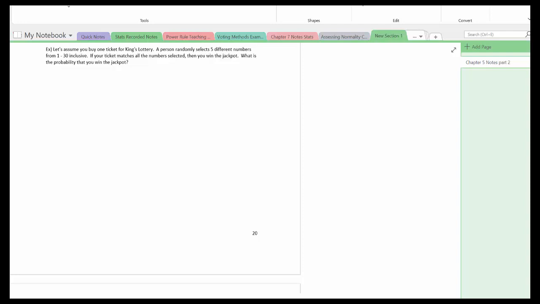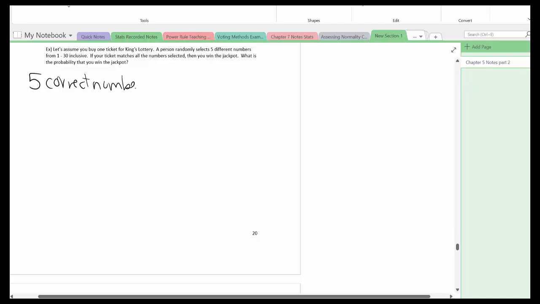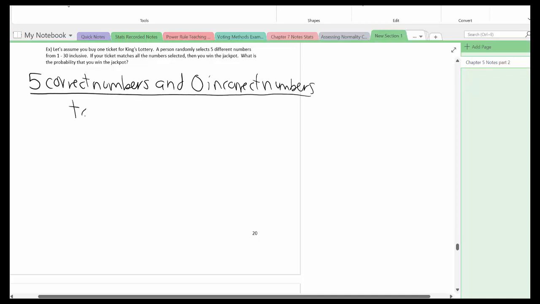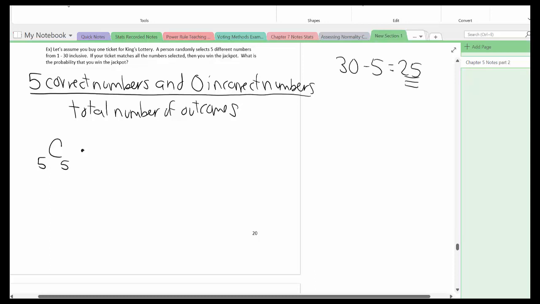So what needs to happen? You need to have 5 correct numbers, or in other words, all the numbers need to be selected, and 0 incorrect numbers, divided by the total number of outcomes. Okay, so there's 5 winning numbers and you're going to select 5 of them. That's a combination of 5 things taken 5 at a time, times, well, how many incorrect numbers are there? Well, there's 30 total. 5 are going to be selected, so 25 are not going to be selected. And you're selecting 0 of those.